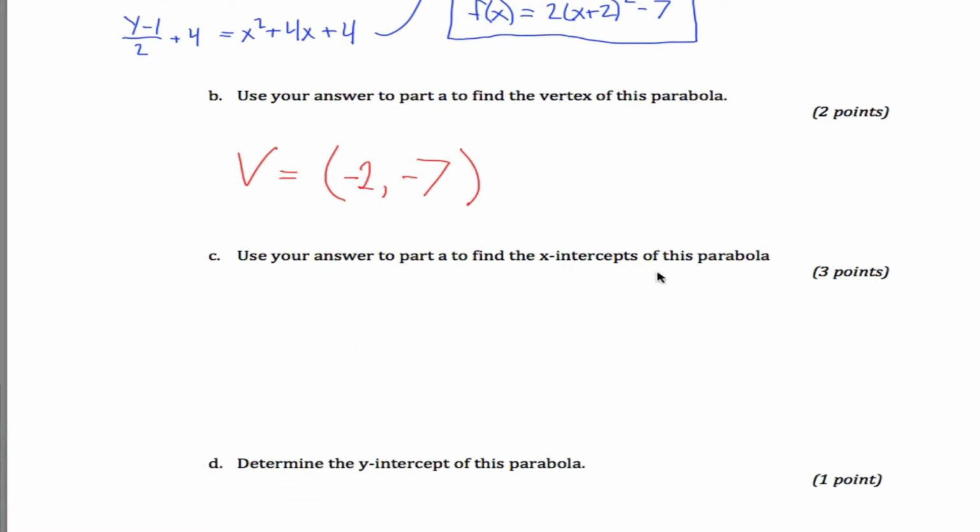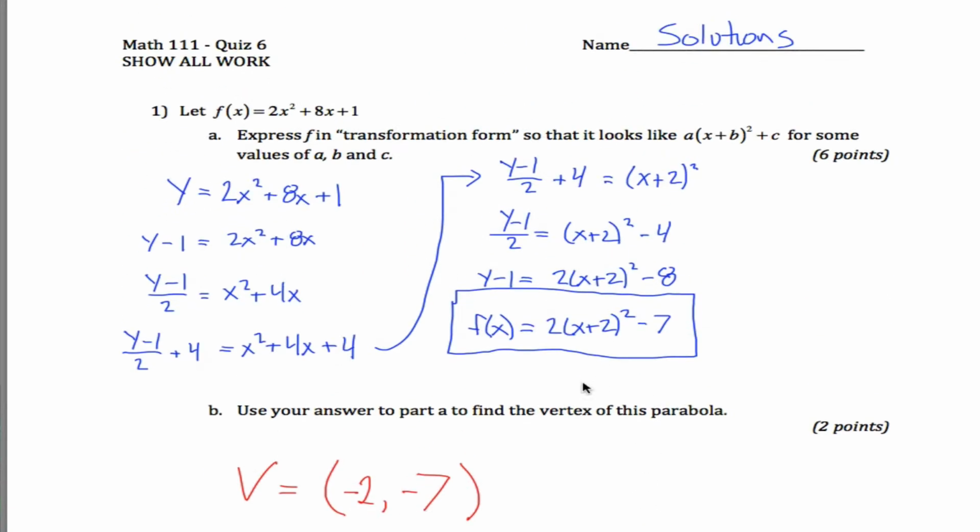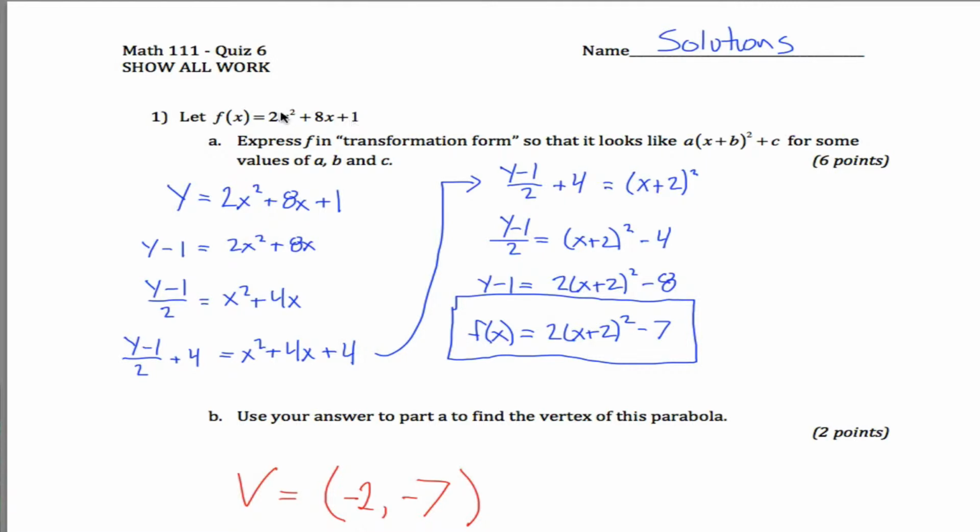Use your answer to part A to find the x-intercepts of the parabola. Okay, so for the x-intercepts of the parabola, you want to know what values of x will make the height, the f of x value, equal 0. So essentially you're just solving an equation here. We know what f of x is, it's given to us up here, so you could set this thing equal to 0 and solve. But since you've already done all this work to complete the square, and it even says in the problem, use your answer to part A, it's easier to use this form of f of x.